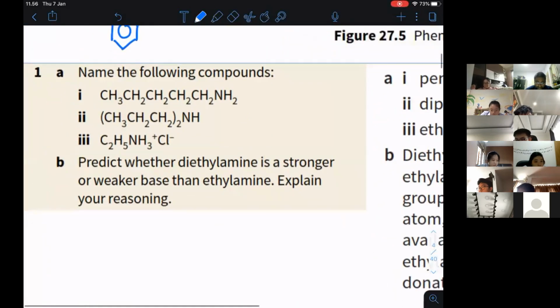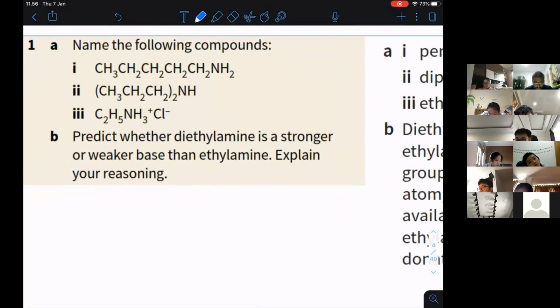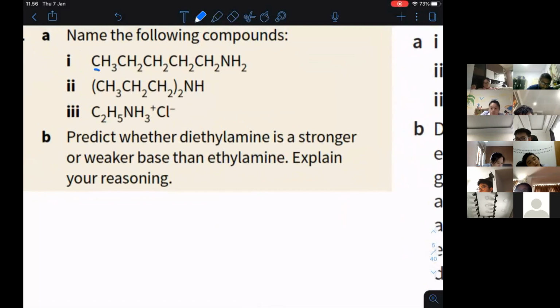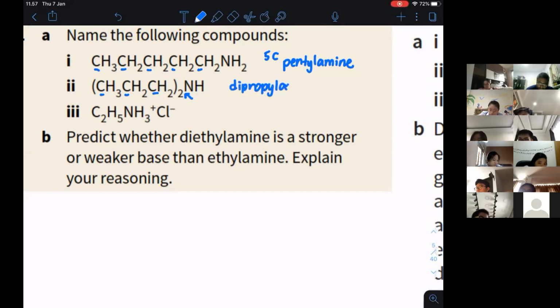Naming the compound is quite easy. So maybe Charlton, can you help to name this compound? 2, 3, 4, 5. There's 5 carbon. So if you have 5 carbon, what is that? Pentyl. So it's pentylamine. If you look over here, 1, 2, 3. 3 is propyl. So this one is 2, so it's going to be dipropylamine.